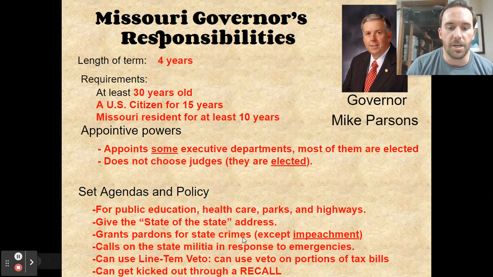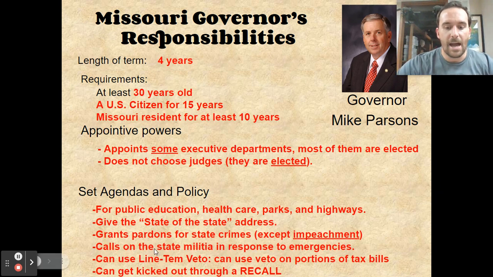They can pardon people who have been found guilty for any crime except for impeachment, because that would go against checks and balances. They don't get to call on the military, but we do have a state militia called the National Guard that the governors can send in after a flood, or if there is a violent riot or something like that, the governor can call in the militia.